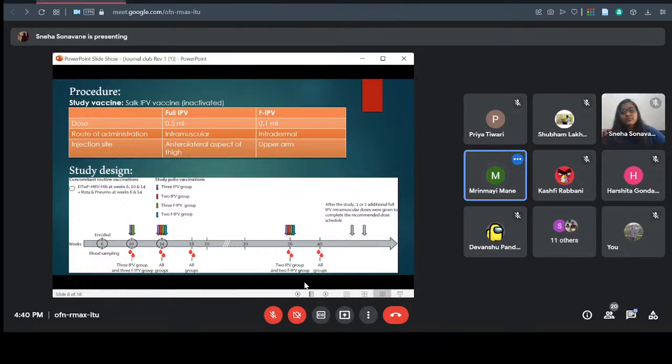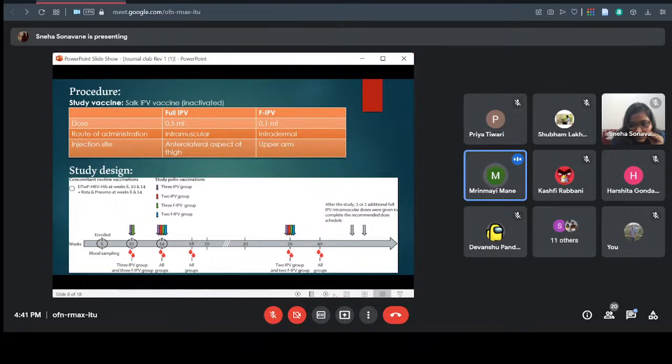During the period of trial, 4 blood samples were taken from each participant. The first blood sample was taken before administration of the first vaccine, which means in the three-dose groups, the first blood sample was taken at 10th week of age, and for the 2-dose groups, the blood sample was taken at 14th week of age. At the end of this trial, all the infants in the 2-dose groups were given an additional 1 or 2 doses of IPV in order to complete the recommended dose schedule or complete their vaccination.